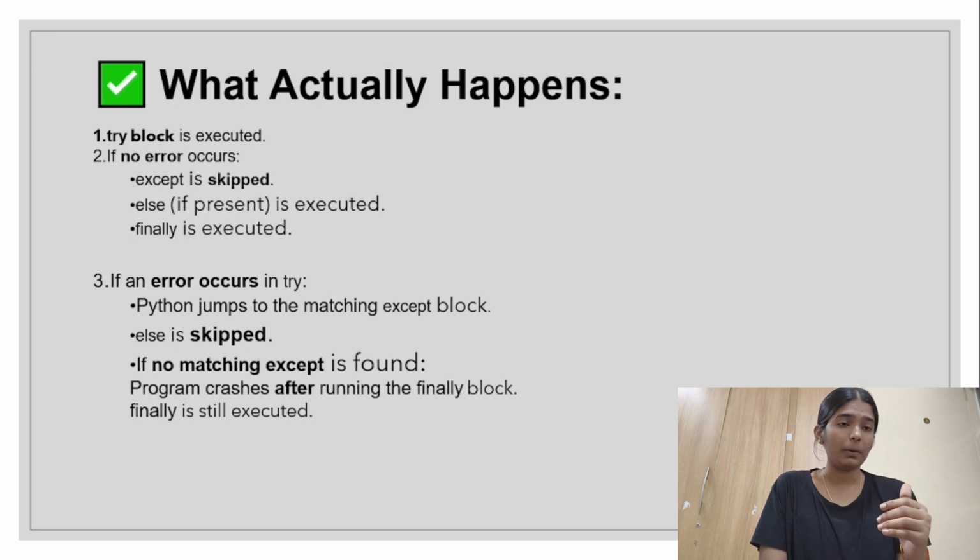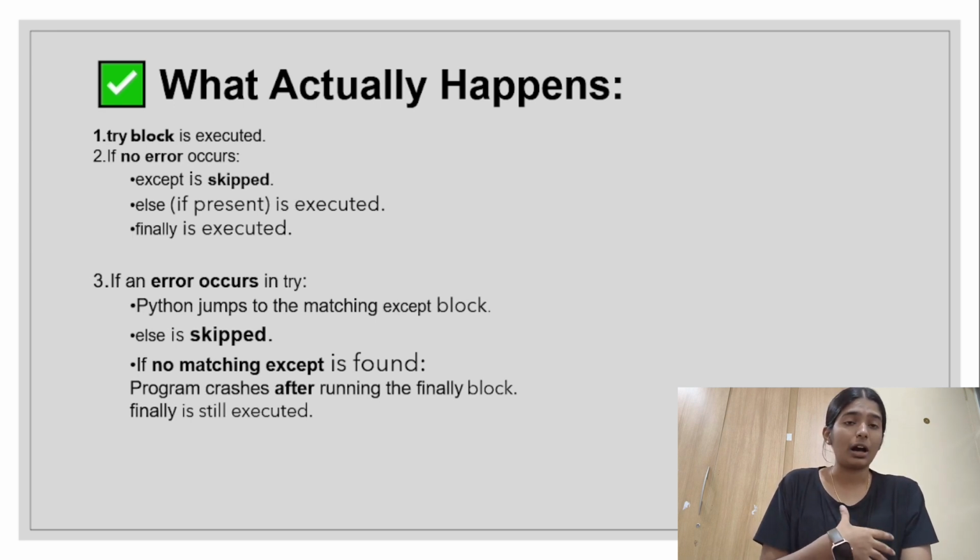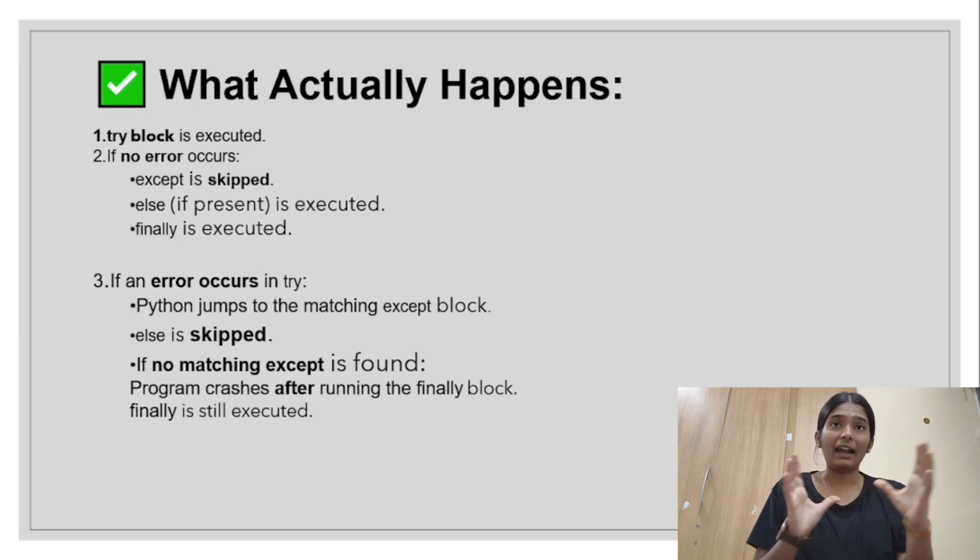Else block is skipped because if an error occurs, else doesn't run. And then finally is still executed. If no matching exception is found, the program crashes after running the finally block. So that's how the whole error handling is done in the Python language. And that's a wrap on error and exception handling in Python.